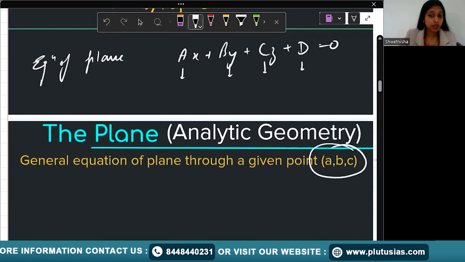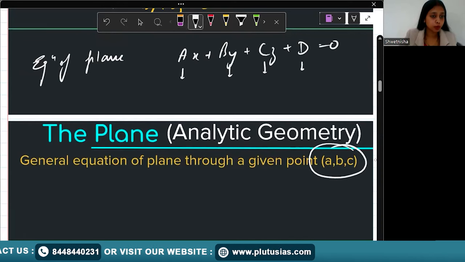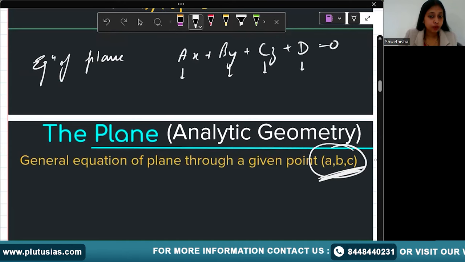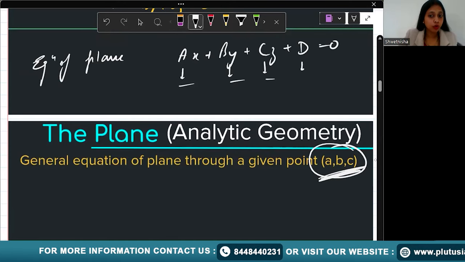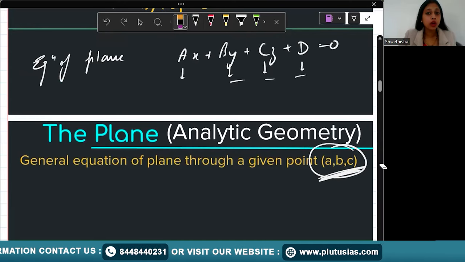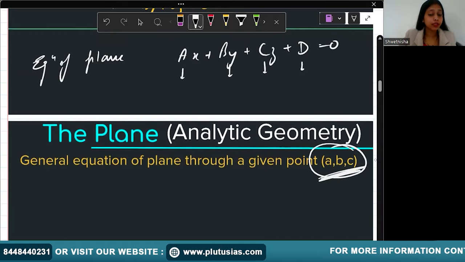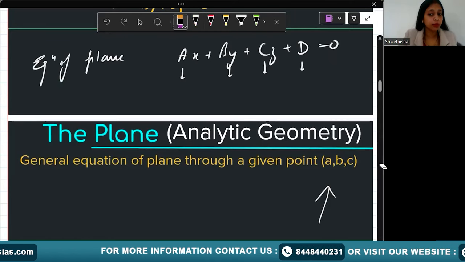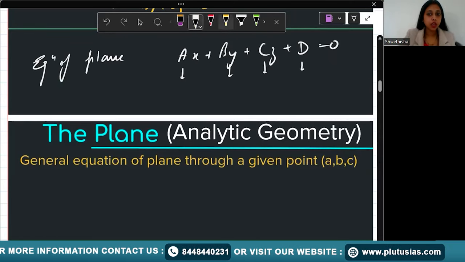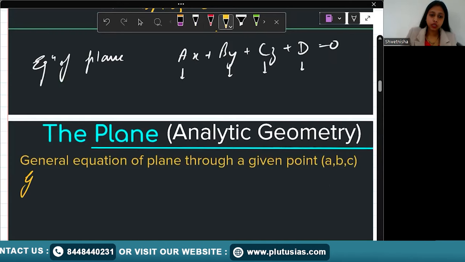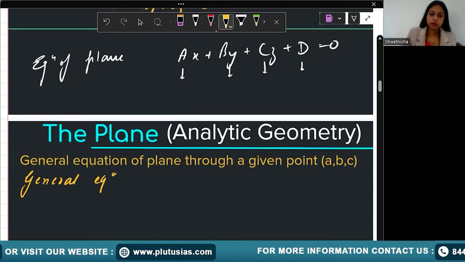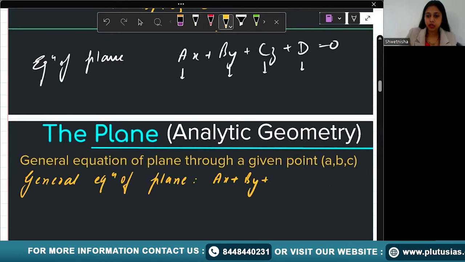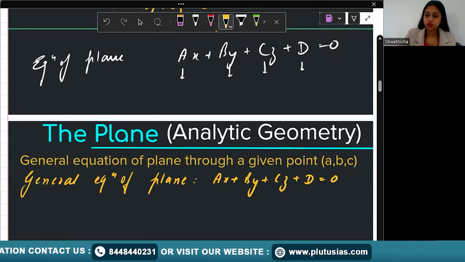If I know one condition, that one piece of information about the plane is given, that it passes through A, B, C, that means I can eliminate one constant. I need four equations, right? So it's not like I can find capital A, B, C and D using just one condition. But yes, one constant can be eliminated. So using this condition, the general equation of a plane is Ax plus By plus Cz plus D is equal to 0.